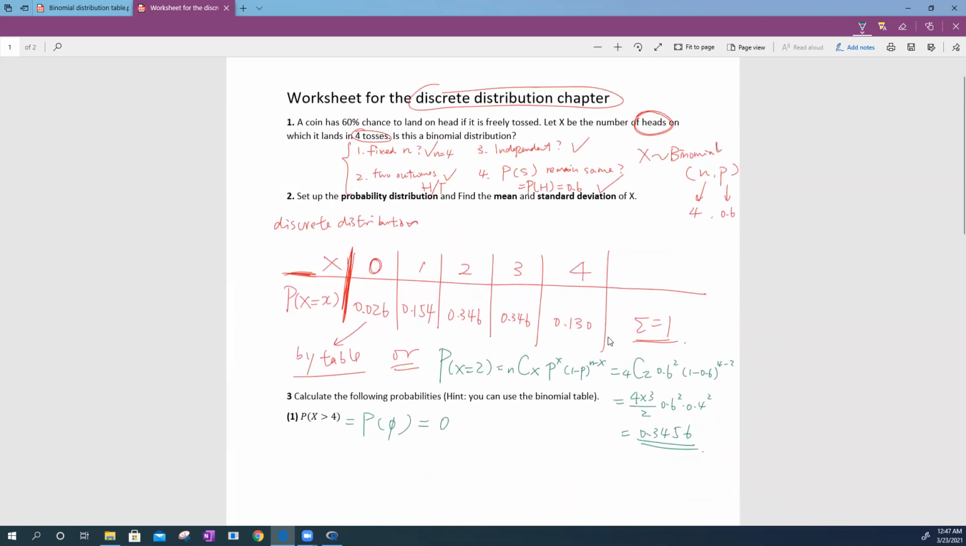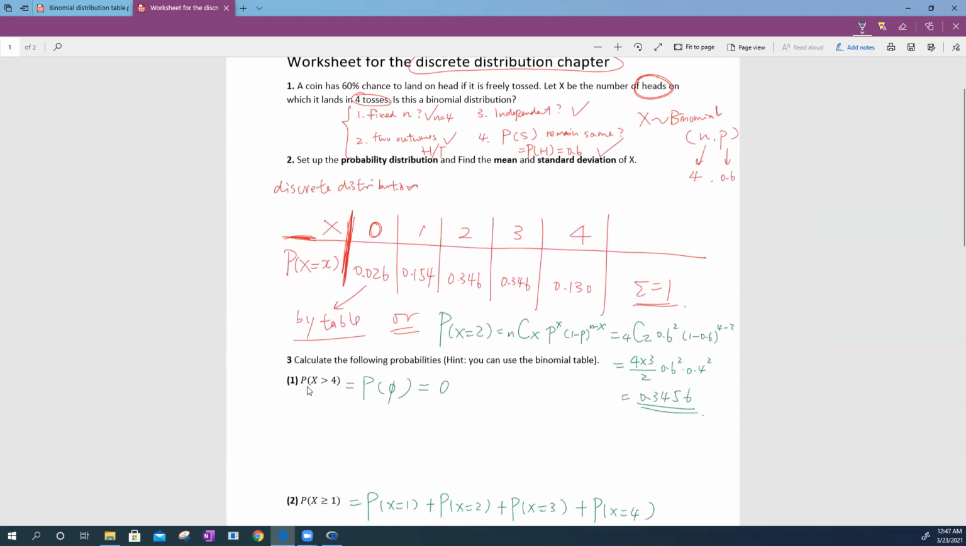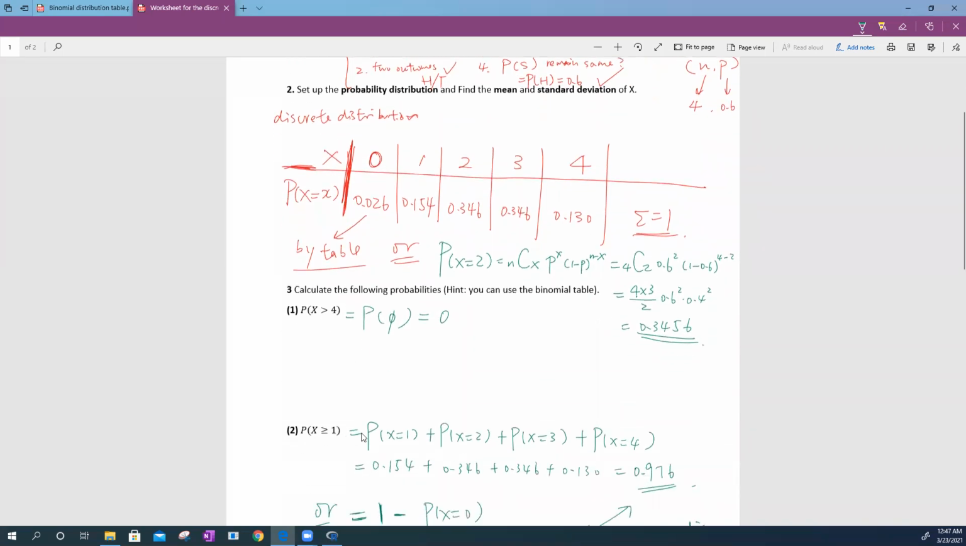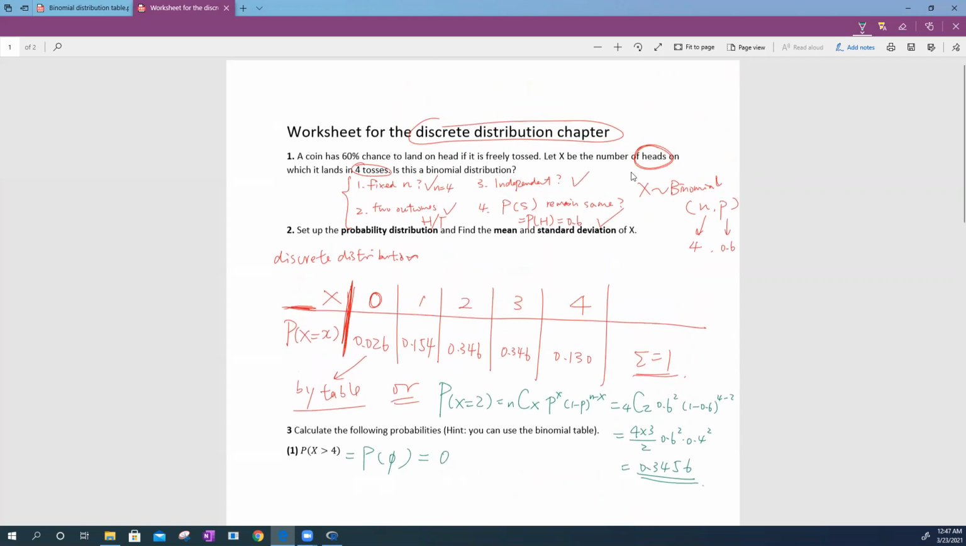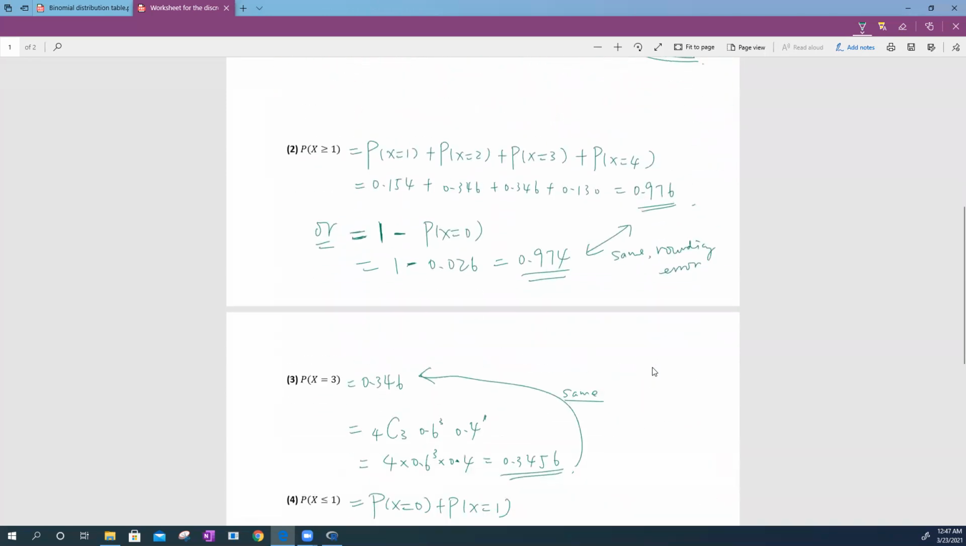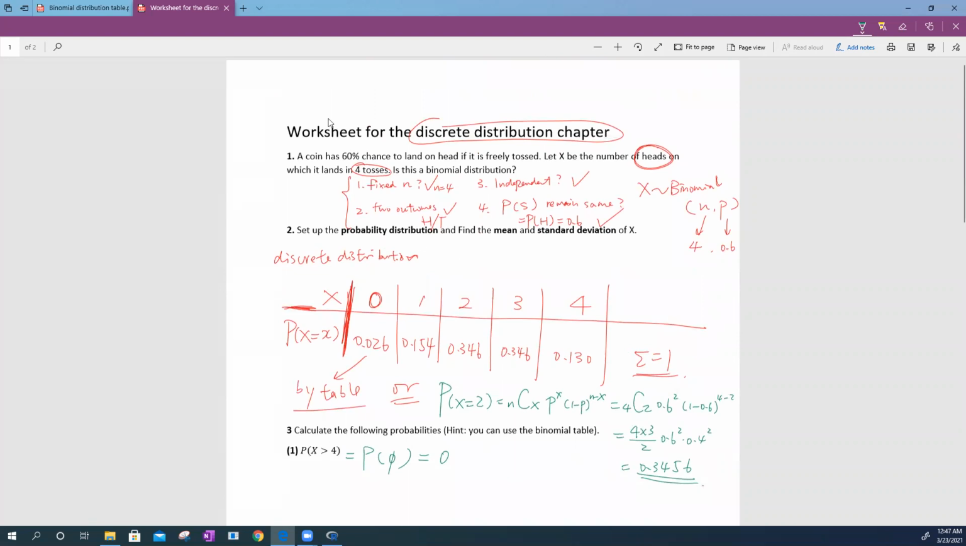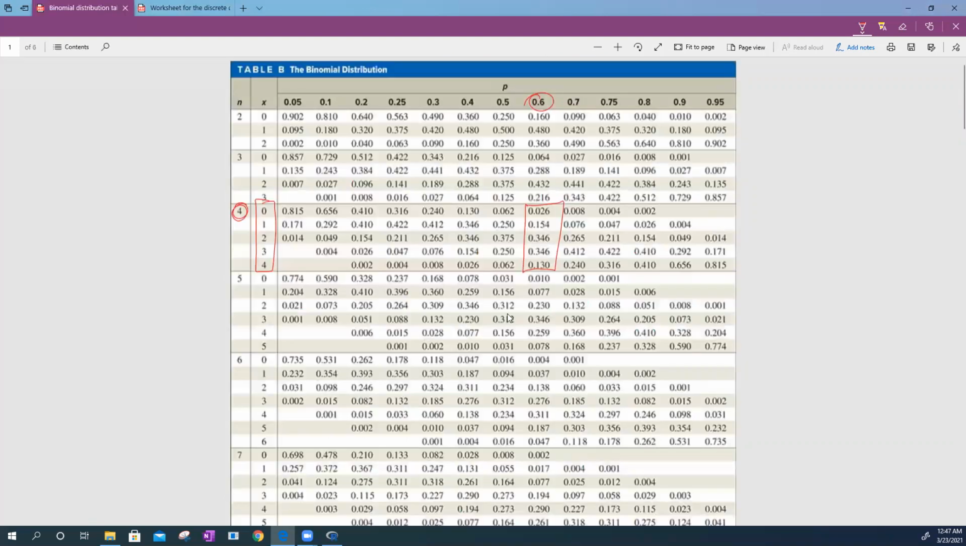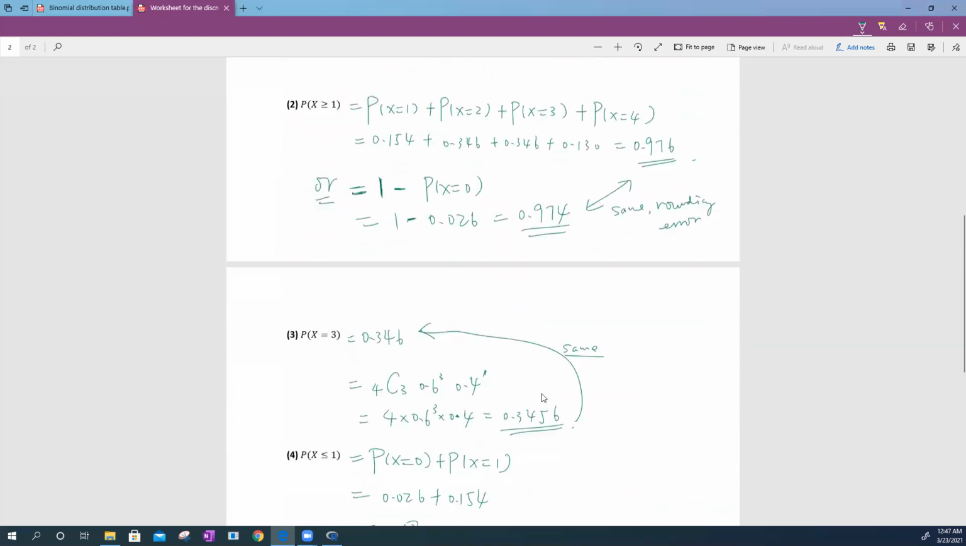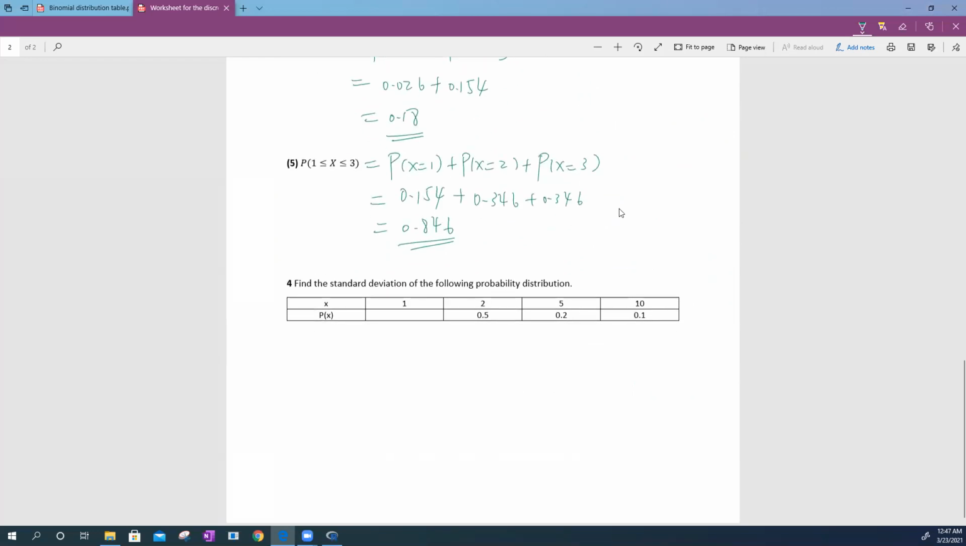Based on this probability distribution, what is the further calculation you can make? So sometimes the question will just directly ask you the probabilities. For example, more than or equal to 1, or in between a range. After this binomial n and p is given. So all you need to do is check the table, find the corresponding value, and then find out those corresponding probabilities.